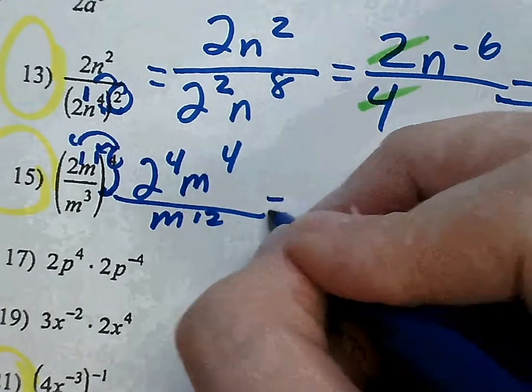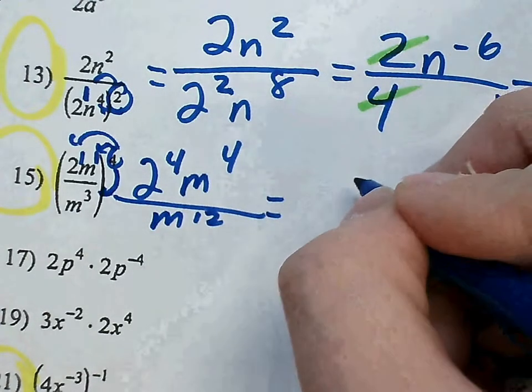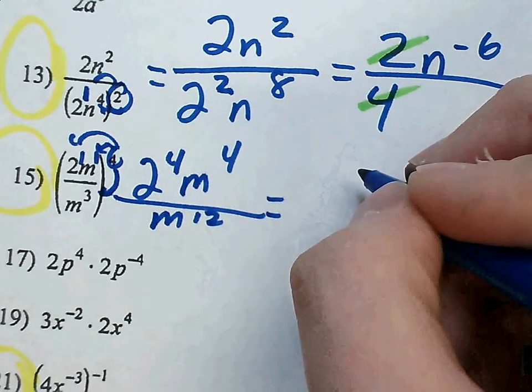So at this point, 2 to the 4th, just so we can get rid of it, is what? 16.